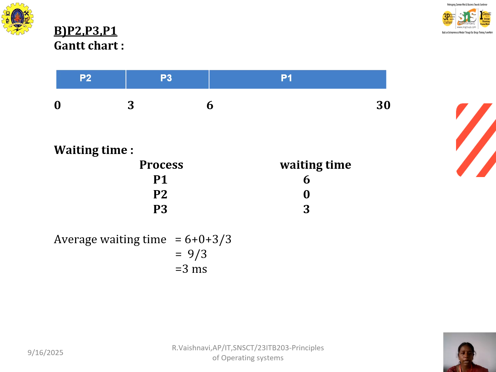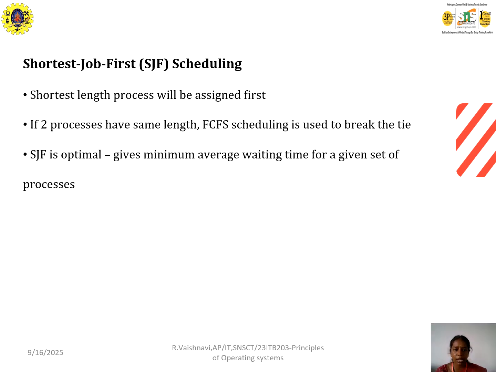Like this, we have to calculate for the second order. The order will be process 2, process 3 and process 1. Here we have the Gantt chart, and then the waiting time. From this Gantt chart, we have to calculate the waiting time. For process 1, the waiting time will be 6, and for process 2, the waiting time will be 0, because initially process 2 executes. Then for process 3, the waiting time will be 3. For calculating the average waiting time, we add these three values and divide by 3. So the average waiting time will be 3 milliseconds.